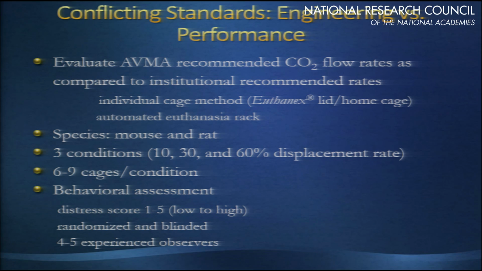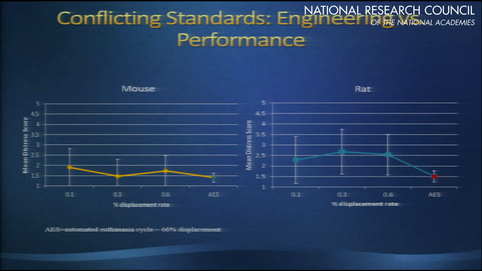We looked at both mice and rats, and we looked at the conditions I talked about, and we did a behavioral assessment. There were about 69 cages per condition, and we scored them with a distress score of 1 to 5. The evaluations were done by experienced staff, either technical staff, veterinary technical staff, or veterinarians. It was done randomized and was completely blinded.